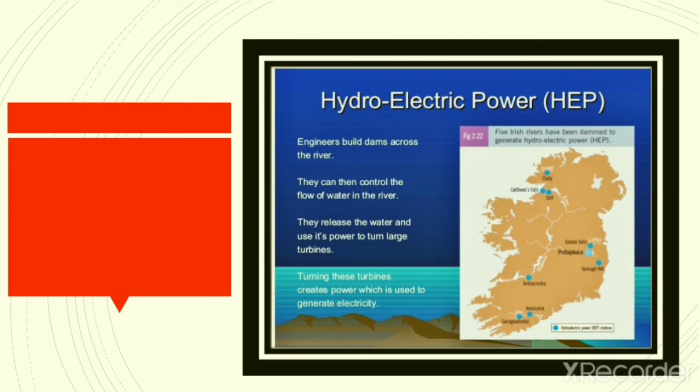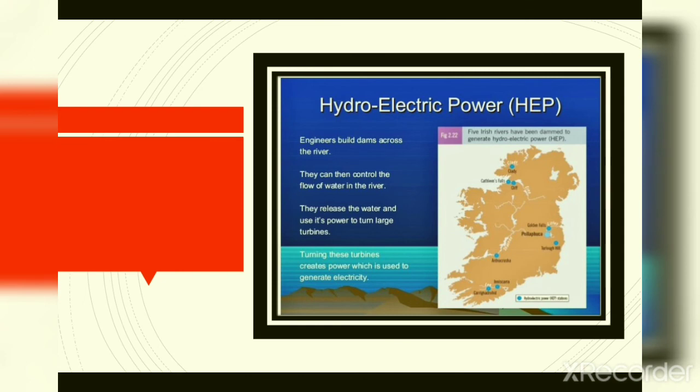Hydroelectric power. Engineers build dams across the river. They can then control the flow of water in the river. They release the water and use its power to turn large turbines. Turning these turbines creates power which is used to generate electricity.